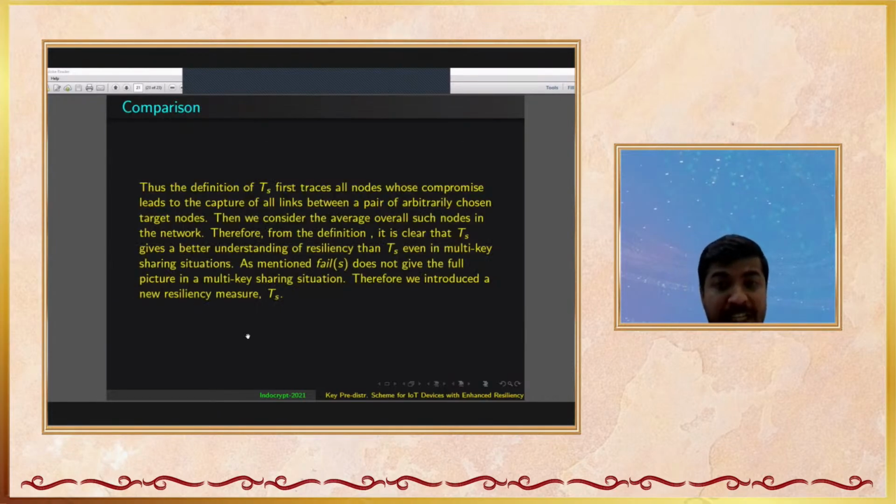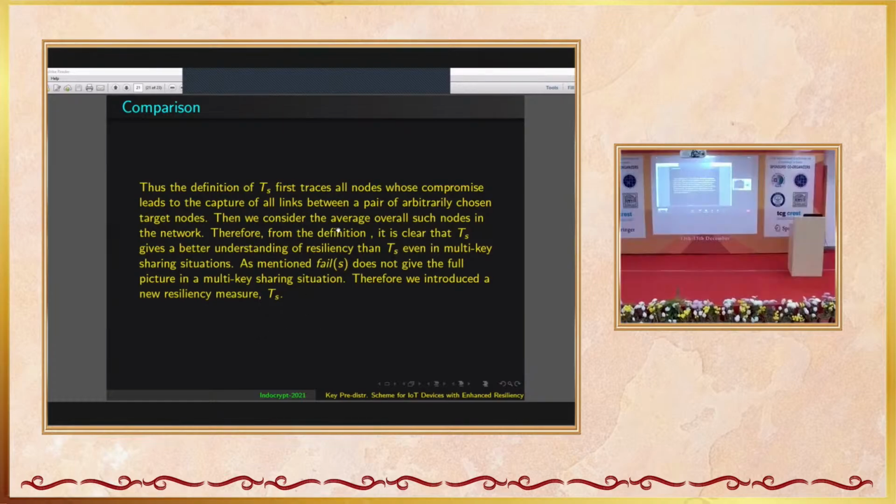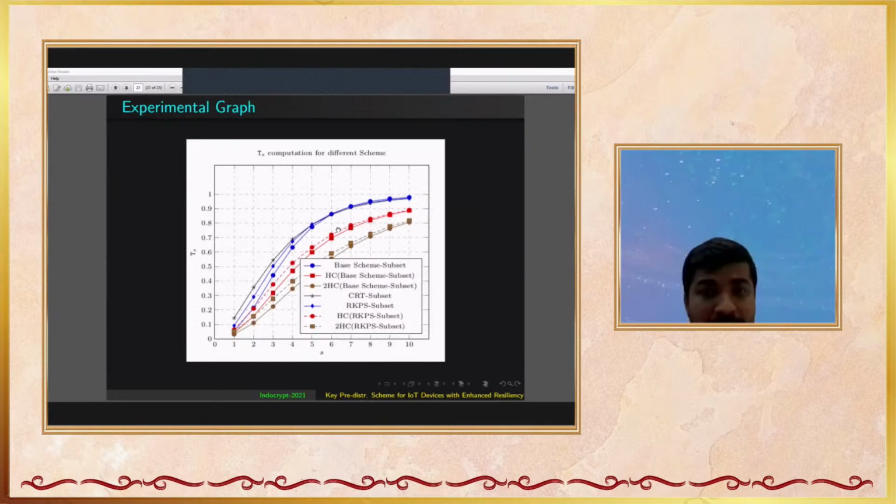So from the definition of TS, first trace all nodes whose compromise leads to capture of all links between a pair of nodes. Can you quickly wrap it up? Just. So this is the experimental graph.